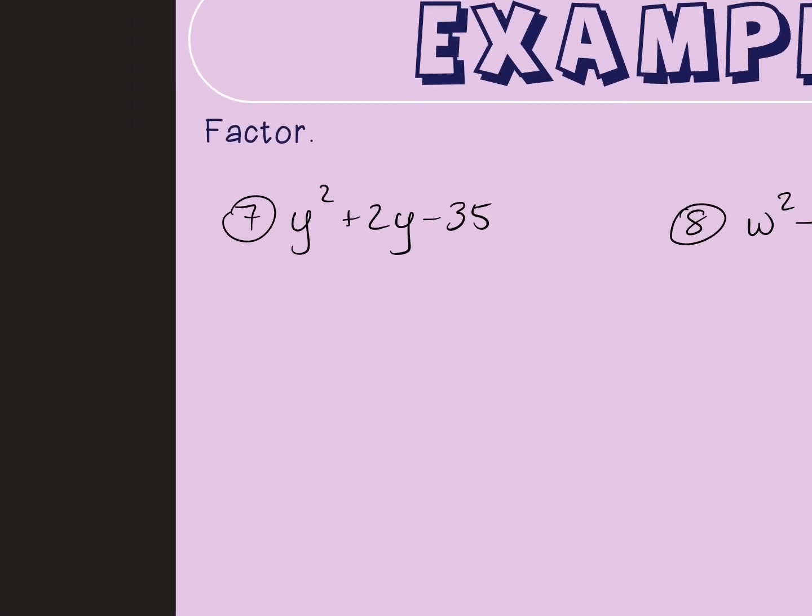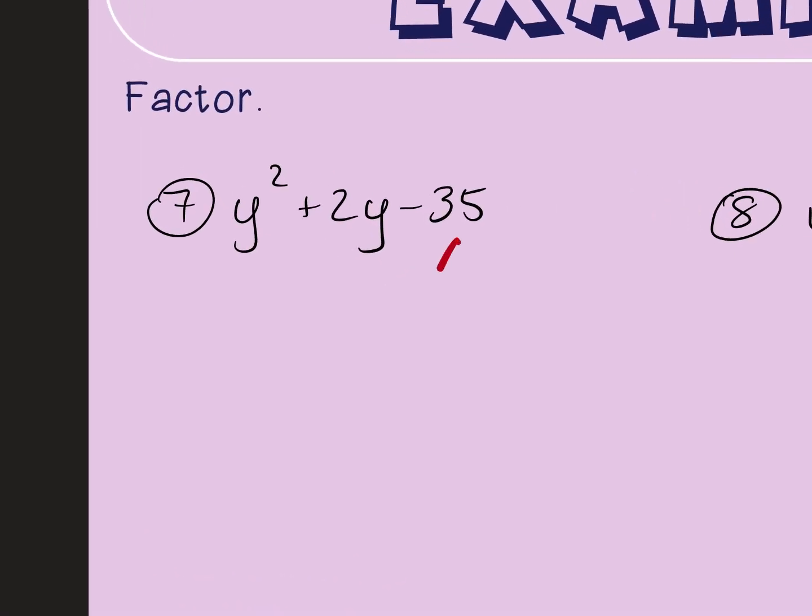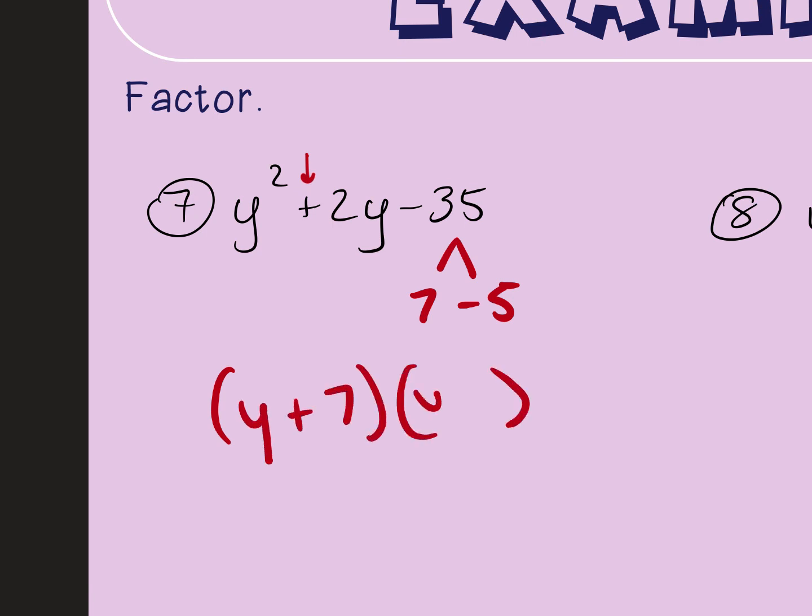All right, number 7. What are 2 factors of negative 35 that add to 2? 7 and negative 5. Perfect. Because 7 minus 5 would be positive 2. And the bigger number is always going to have the sign from the middle term. So the bigger number would be positive, which 7 is bigger than 5, so 7 is positive. So in my parentheses, I have y plus 7 and y minus 5.